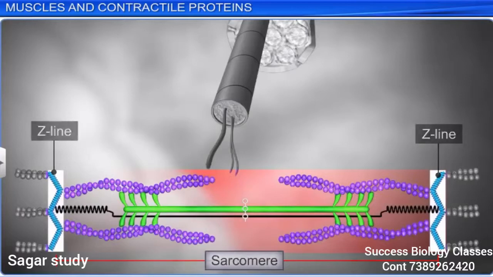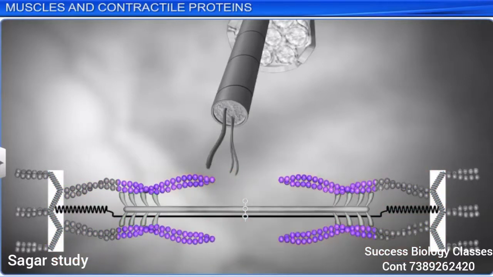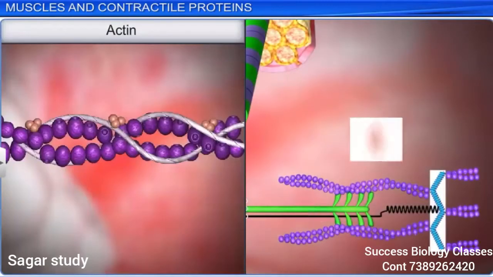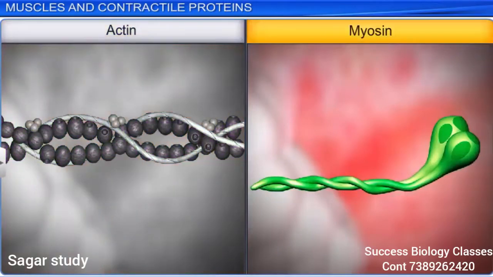At rest, the ends of the thin filaments partly cover the ends of the thick filaments, leaving the central part of the thick filaments uncovered, which is called the H-zone. The biochemical study of the two proteins, actin and myosin, shows that both have a complex structure.